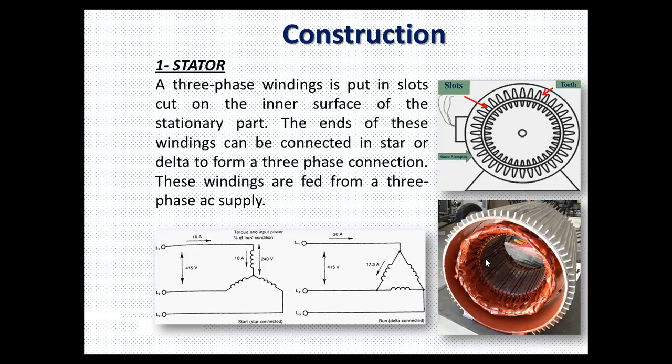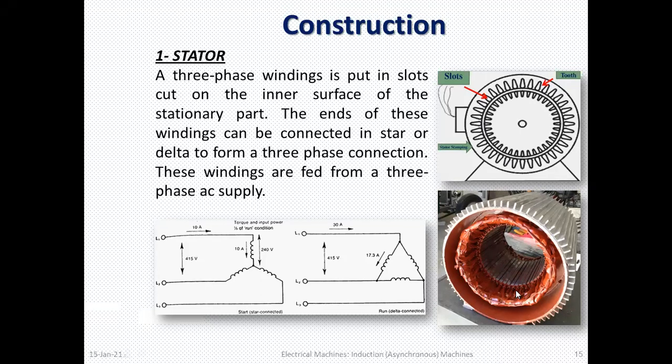This is the cut view shown here. These are the slots available on the stator side where conductors are placed, and these windings are fed from a three-phase AC supply. Like that, its equivalent circuit is shown here. Three-phase lines are coming here, and a voltage is given. Line current is shown here. For example, it is 10 ampere taken here. Torque and input power of an induction motor.